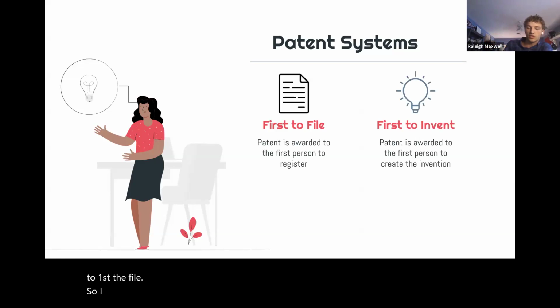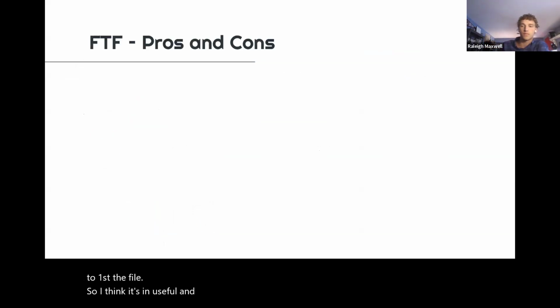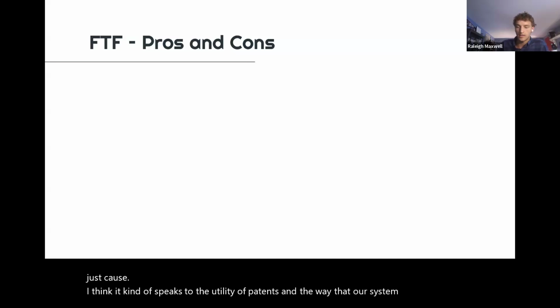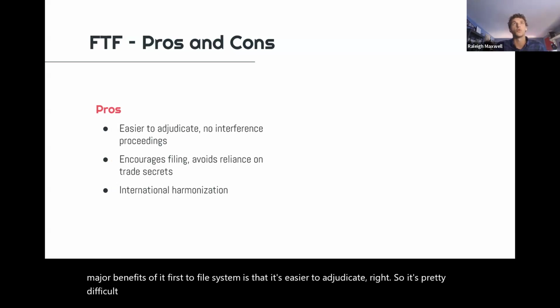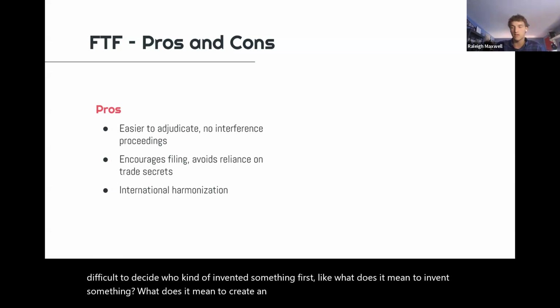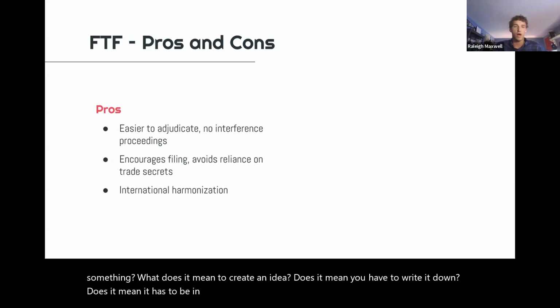I think it's useful and interesting to talk about the pros and cons of a first to file system, just because it speaks to the utility of patents and the way that our system works. The major benefit of a first to file system is that it's easier to adjudicate. It's pretty difficult to decide who invented something first. What does it mean to invent something? What does it mean to create an idea? Does it mean you have to write it down? Does it mean it has to be in commercial use? While first to file is pretty easy, because it's just when did their application get to the Patent and Trademark Office first.